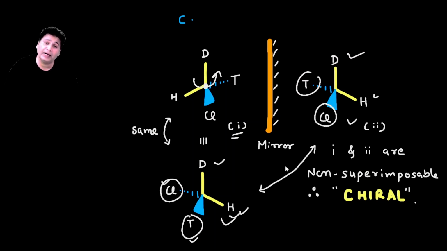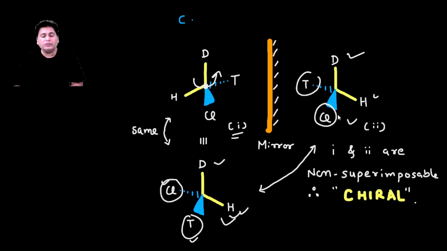It shows that these two are non-superimposable, therefore these two are different compounds, these two are stereoisomers of each other, these two are optical isomers of each other, these two are enantiomers of each other, and these two will show optical behavior. If you take either one and pass plane polarized light, it will rotate it either clockwise or anti-clockwise. That means these two are chiral in nature.